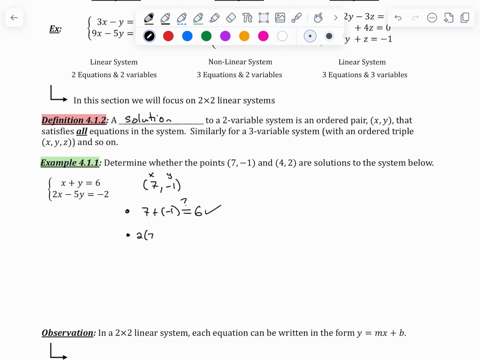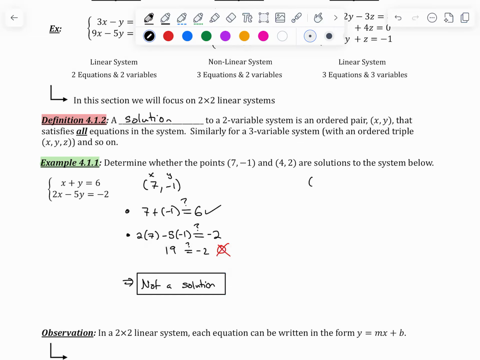So 2 times 7 minus 5 times negative 1, does that equal negative 2? And if you do that, you'll get 19. Does that equal negative 2? No, it does not. So even though this solved the first equation, it did not solve the second equation and therefore is not a solution to the system. It is not a solution to the system of equations.